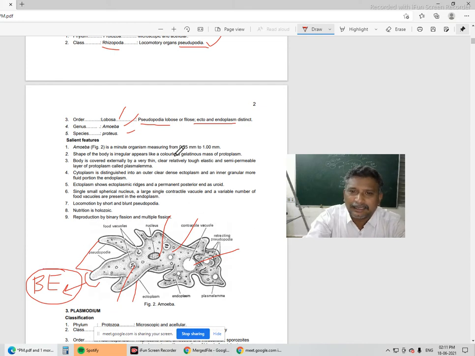So what are the characters? 0.25 millimeter to 1 millimeter may be the length of this one, and irregular shape. Cytoplasm can be divided into ectoplasm and endoplasm. A contractile vacuole is there. Nuclei will be there, and from all sides lobopodia kind of pseudopodia are there. They are more than one in number.